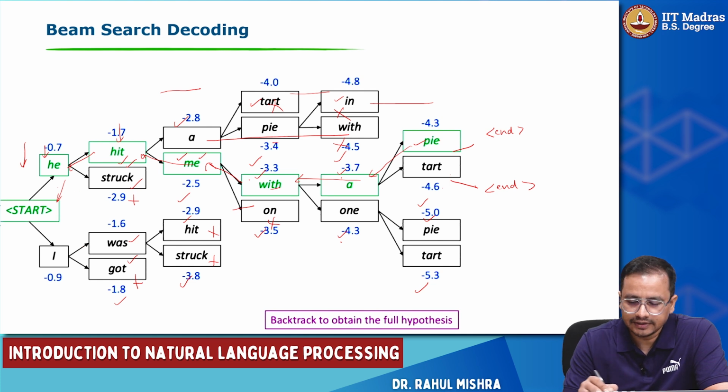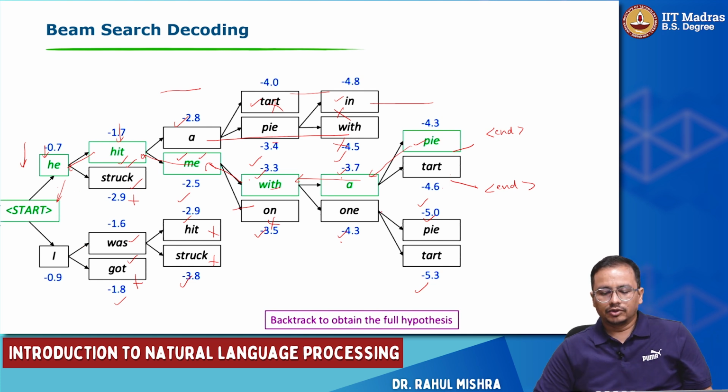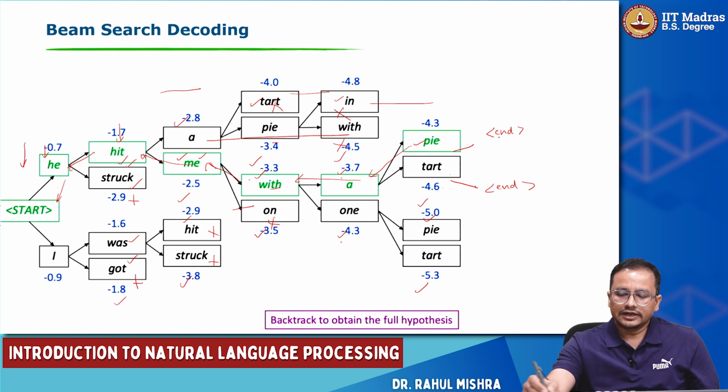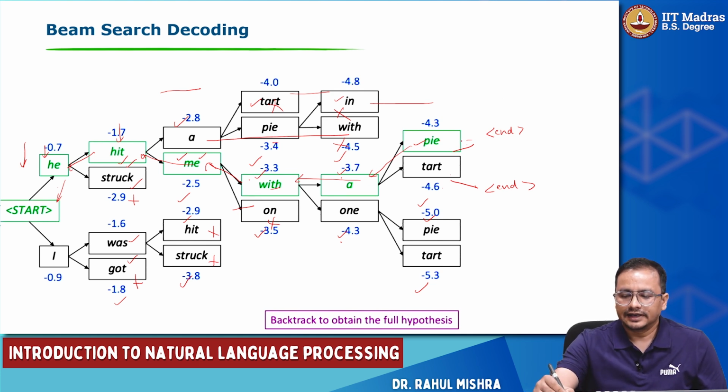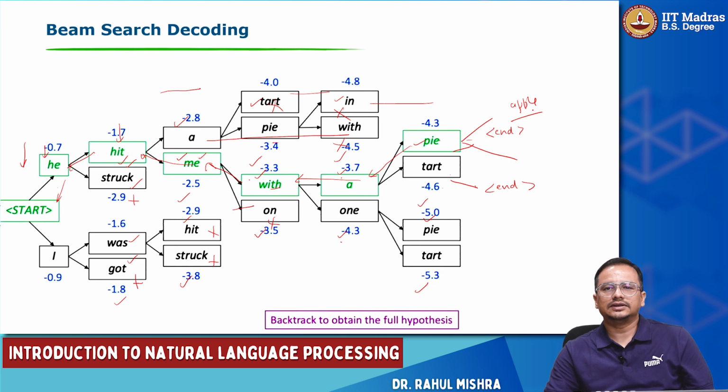So, he hit me with a pie. So what is the problem here? The problem is, where to end? Maybe this will go on and on. If the correct translation was he hit me with a pie, but let's say when we explored this, it generated again a new word, let's say apple. Then that's a problem, because it's not a right translation. So where to end is the problem in beam search.